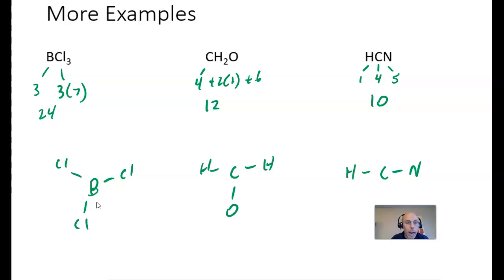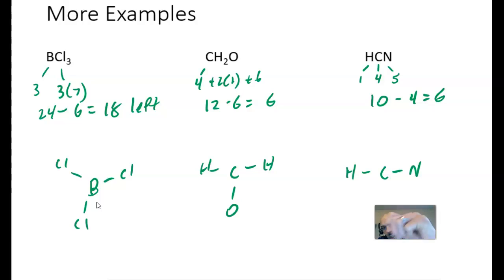I now subtract from the number of valence electrons available from step 1 how many were just drawn via those single bonds. 24 minus 3 bonds times 2 electrons. 24 minus 6 is 18 left. 12 minus 6 is 6. And then 10 minus 4 is 6. So these numbers are how many electrons are left after having drawn the skeleton.